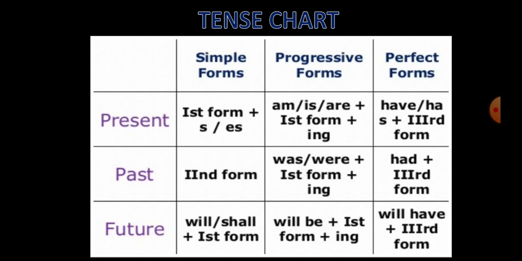So how will you make it? I shall drive cars, or we shall drive cars, or you will drive cars, or they will drive cars. So in this way you can make a sentence. So let's see simple tenses. Now we use the simple tense for simple present.